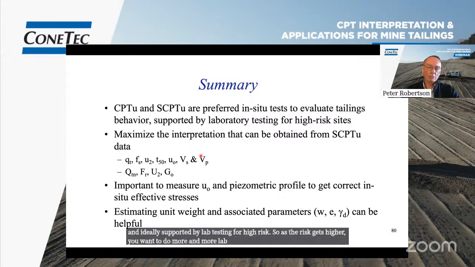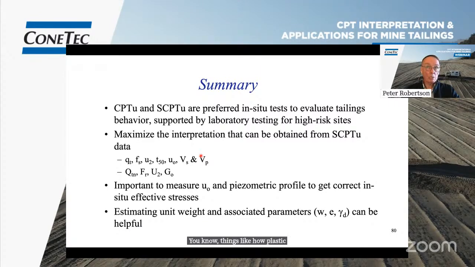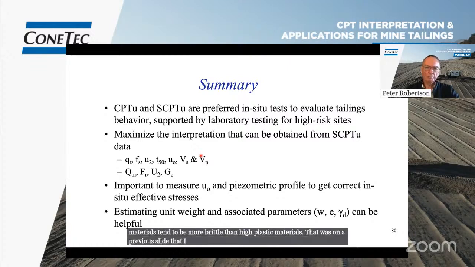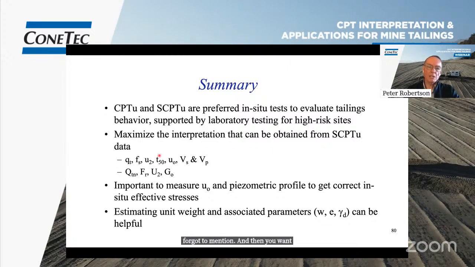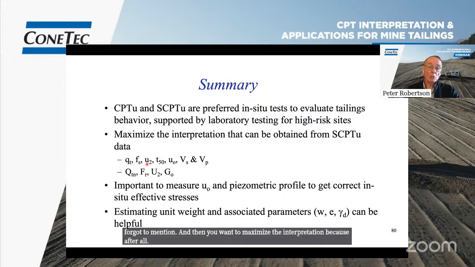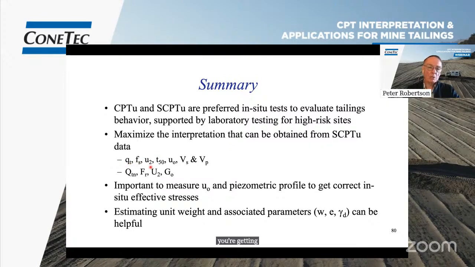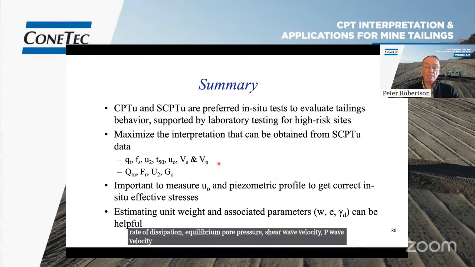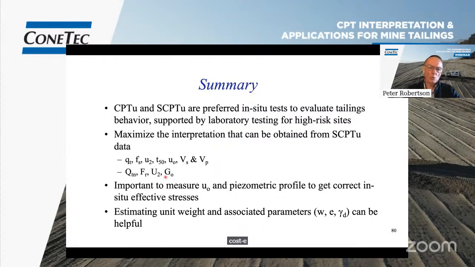So for relatively moderate risk projects, you at least want to do index testing, things like how plastic are the materials, because we know that low plastic materials tend to be more brittle than high plastic materials. That was on a previous slide that I forgot to mention. And then you want to maximize the interpretation because after all, with seismic CPT, you're getting 7 measurements: tip, sleeve, pore pressure, rate of dissipation, equilibrium pore pressure, shear wave velocity, P wave velocity, and also you can get resistivity. So 7 or 8 measurements in one cost-effective test. And here's all the normalized parameters.